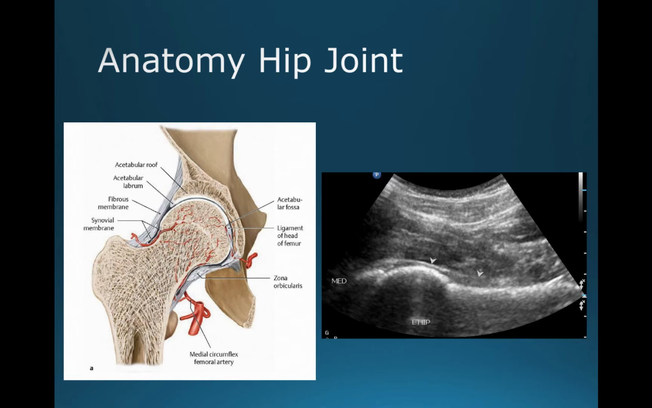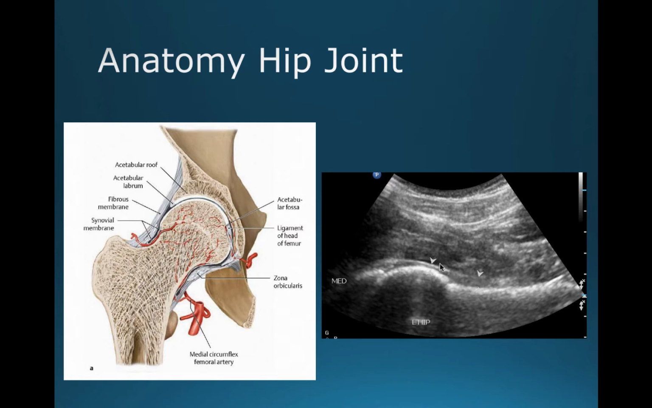Anatomy of the hip joint. So now we're moving on to the hip. The hip, a very important joint for us to know a lot about. I think one of the most important things is just go over the anatomy of the hip joint. So here we are. This is in a long axis view with a curvilinear probe. This is our hip joint, and you can see our hip joint capsule right here.